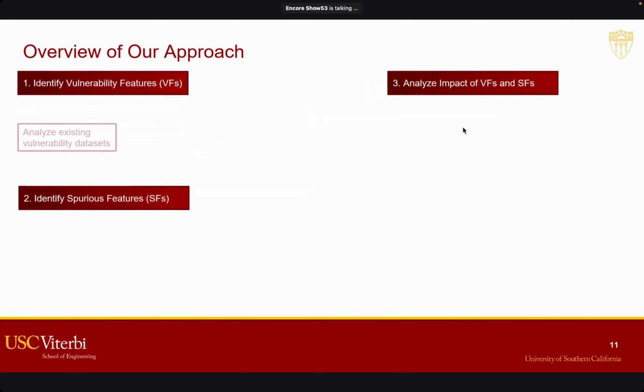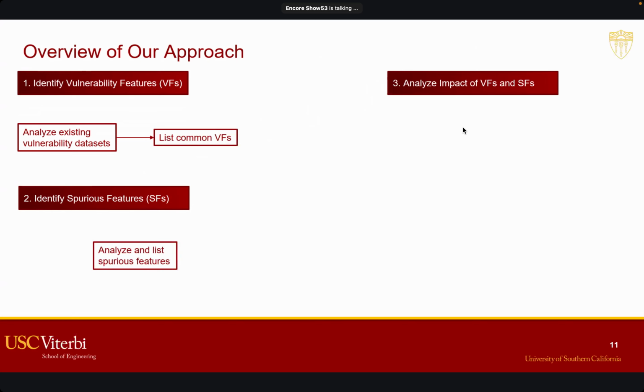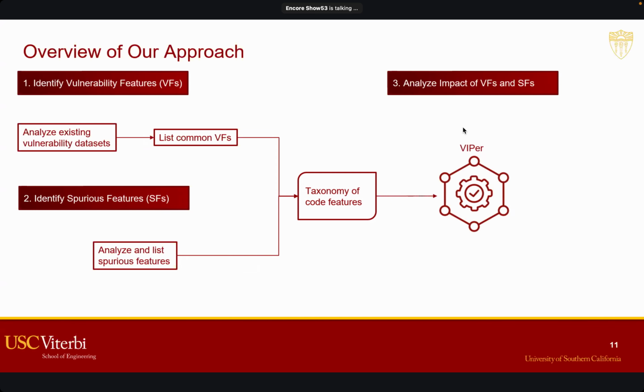Now, to get a quick overview, we first analyze the existing vulnerability datasets, and based on our analysis, we list the most commonly occurring vulnerability features. Spurious features in the context of vulnerability detection have been studied before, so we analyze the existing studied spurious features, and with our vulnerability features, we form a taxonomy of code features for the context of vulnerability detection. And then we use this taxonomy to build our perturbation-based framework, which is Viper, whose job is to analyze the impact of the vulnerability features and spurious features.